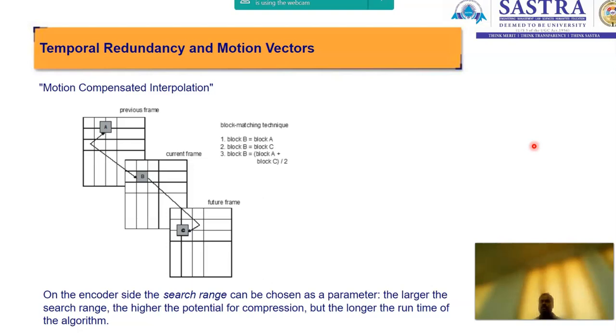So on the encoder side, they calculate the search range, which can be chosen as a parameter. The larger the search range, the higher the potential for compression, but the longer the runtime of the algorithm. So ultimately we can achieve either good compression, but it will take a longer time, or compression will be very minimal, but the algorithm will complete at the earliest.